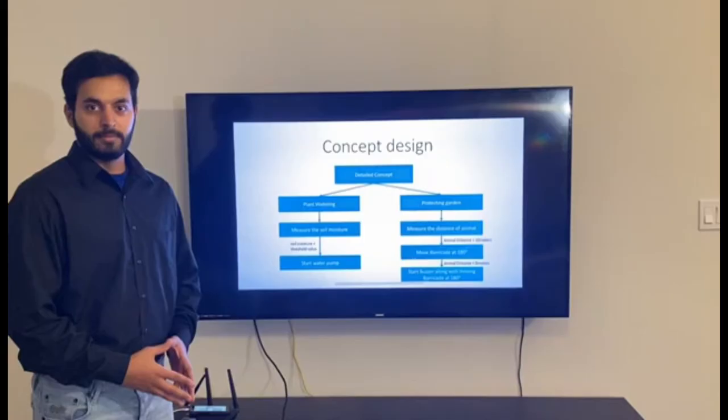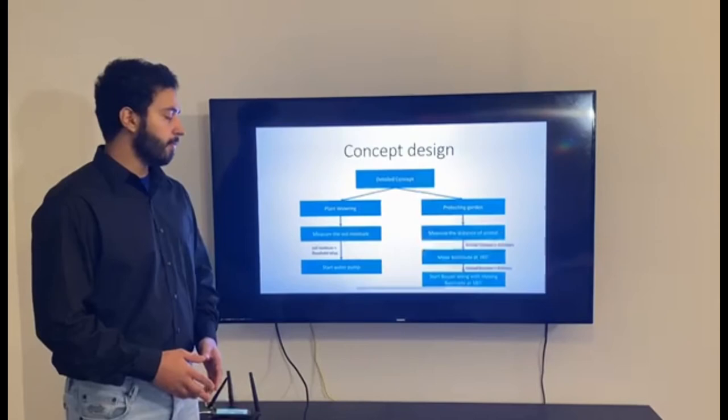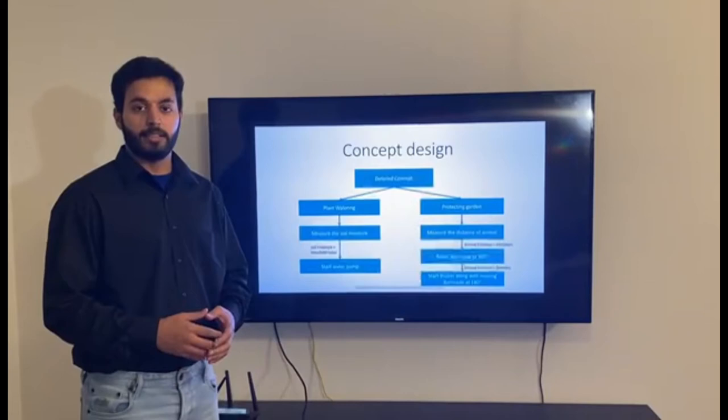Hi, my name is Abdullah Al-Muflehi. This is the concept design of our project. We have two subsections. Section number one is for watering the garden. Section number two is for protecting the garden.